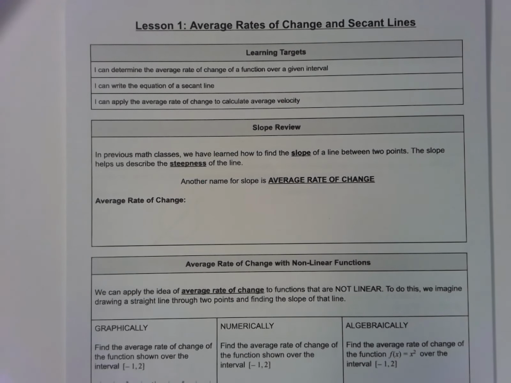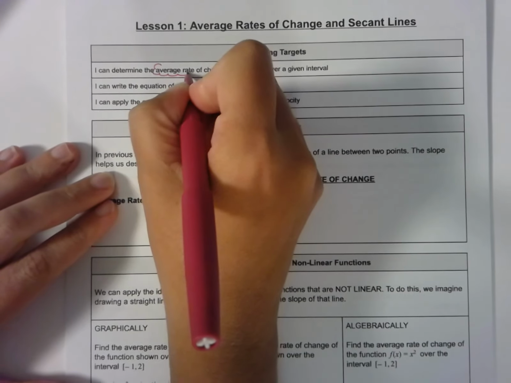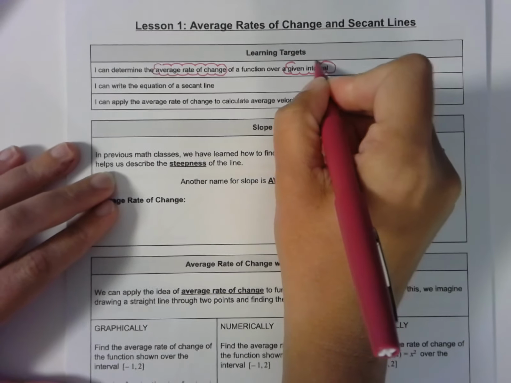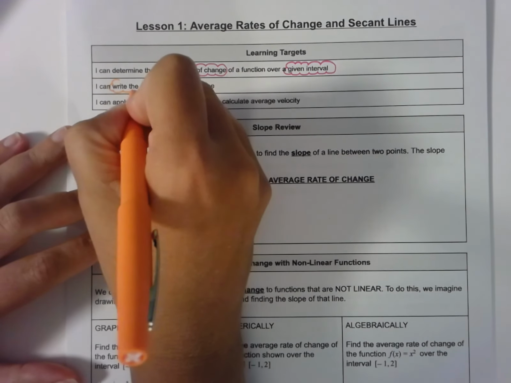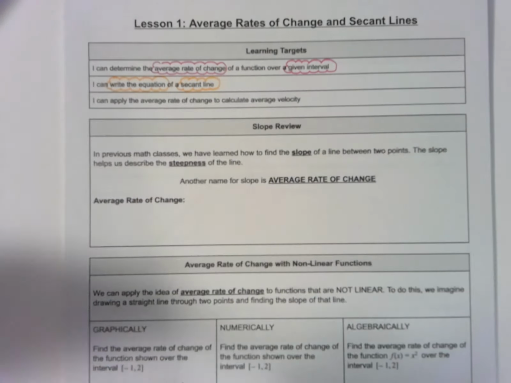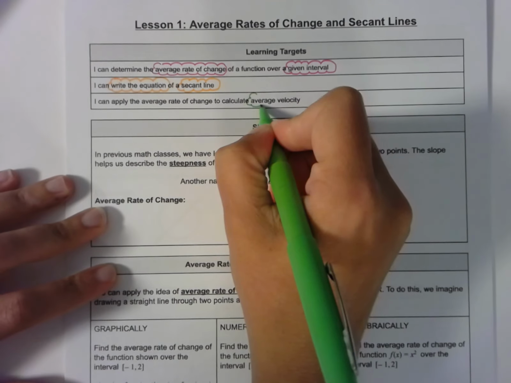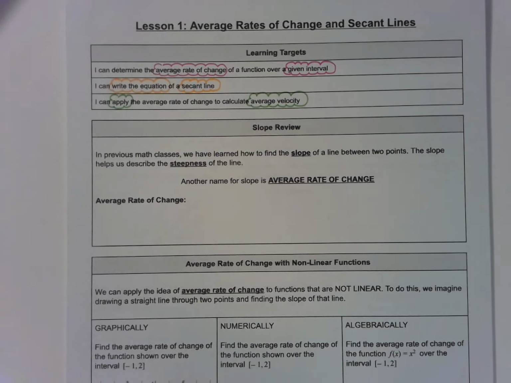The learning targets for today are the following. Number 1, I can determine the average rate of change of a function over a given interval. Number 2, I can write the equation of a secant line. So after we find the average rate of change, we're going to be writing equations of a secant line. And number 3, I can apply the average rate of change to calculate average velocity. So we're going to be looking at one application of average rate of change that comes up in real world problems, especially in the world of physics.